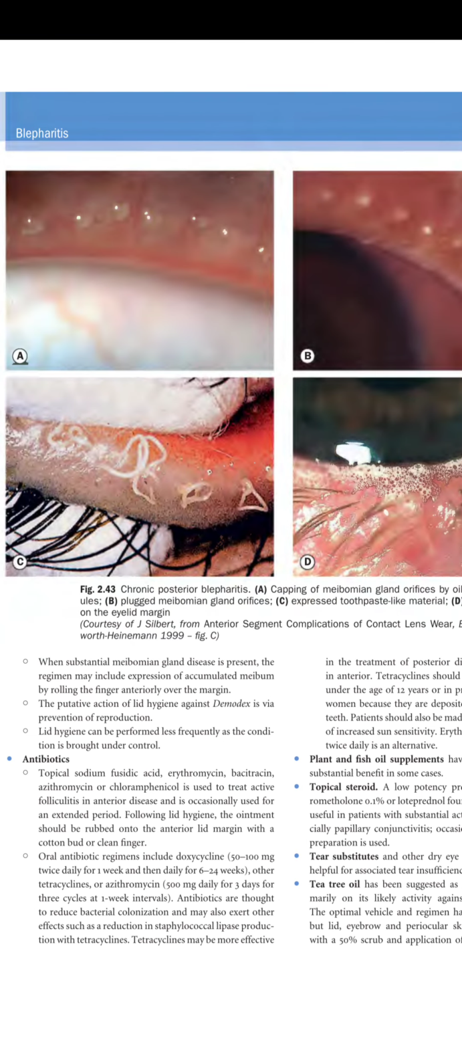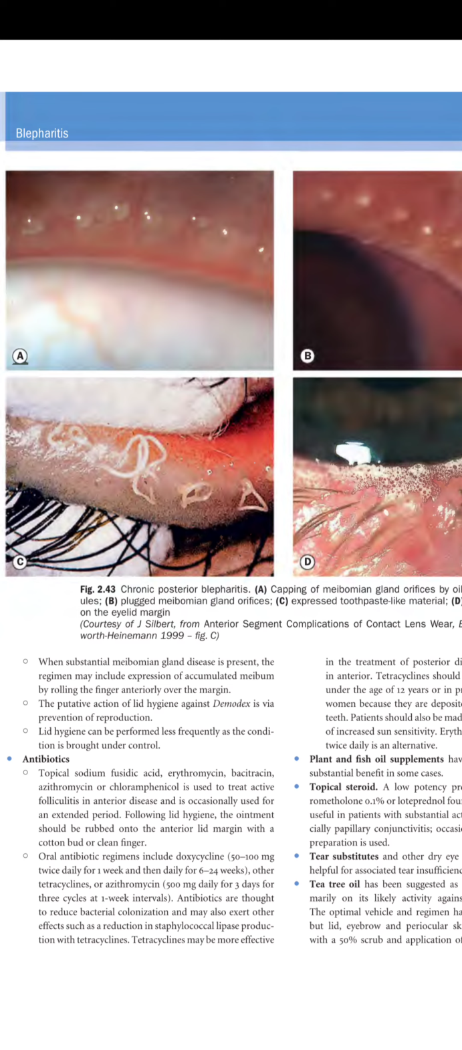So antibiotics, topical sodium fusidic acid, erythromycin, bacitracin, azithromycin, or chloramphenicol, are used to treat active folliculitis in anterior disease, and occasionally used for an extended period. Following lid hygiene, the ointment should be rubbed onto the lid margin with a cotton bud or clean finger.